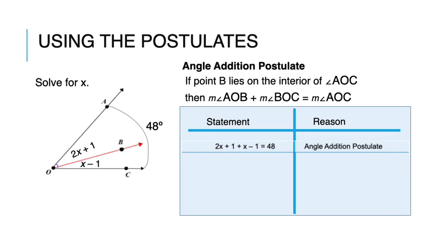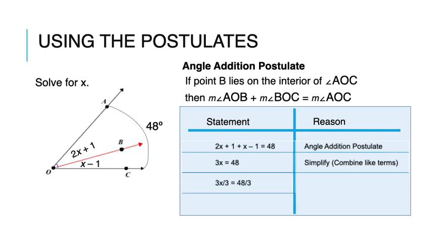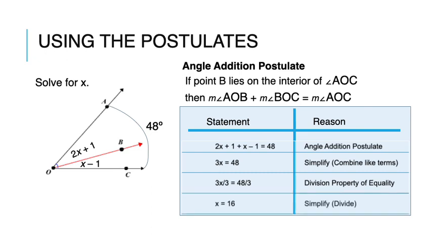We are going to combine like terms on the left-hand side of the equation. So 3x is equal to 48. The reason is we have simplified or combined like terms. Now we're going to divide by 3 to both sides of the equation. And the division property of equality allows us to do that. That's our reason for dividing by 3 to both sides. And now we're going to simplify and solve for x. We get that x is equal to 16. We have simplified. So we didn't use any geometric properties of congruence, but we are using what we know about solving algebraic proofs with this geometry example.